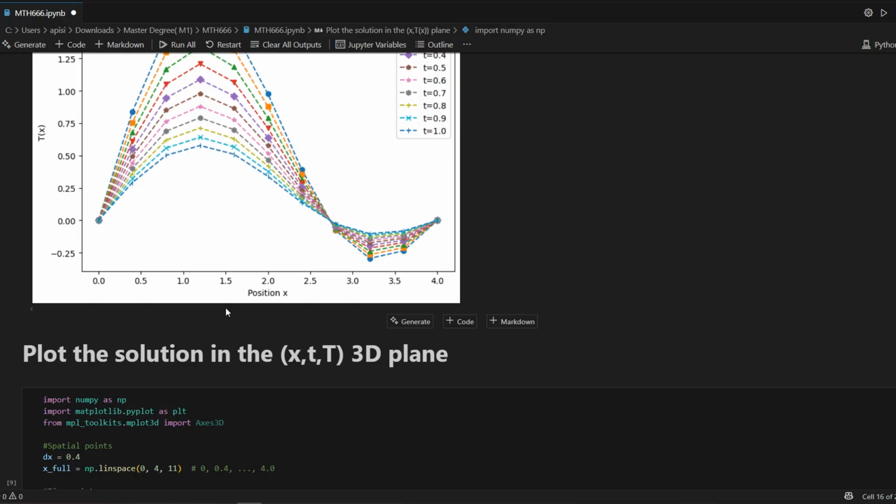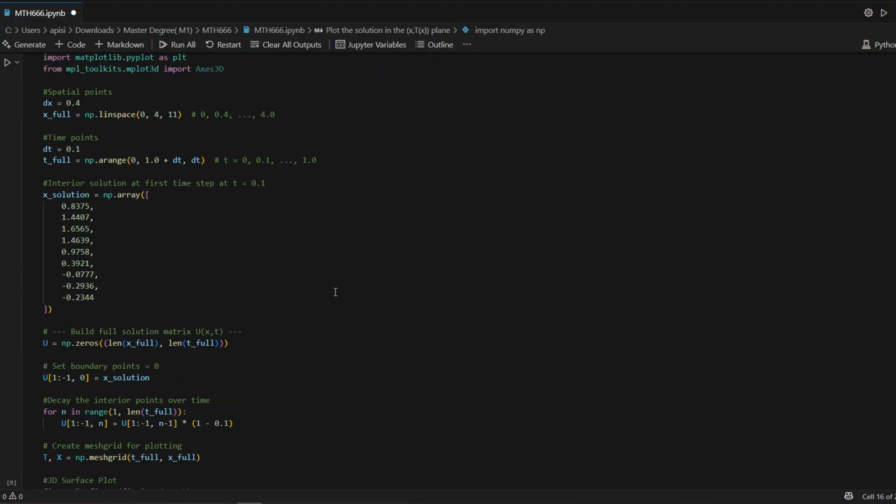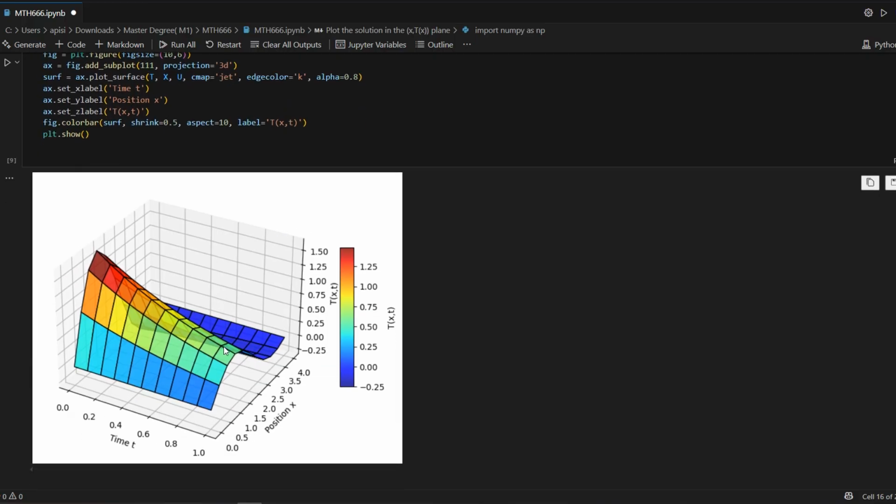And we plot the solution in 3D. We will have the graph distribution like this, with time, position, and temperature. We will see that when time increases, the temperature decreases from high to lower temperatures, and along the position it follows the same trend like this. And this concludes the demonstration of the numerical solution for the heat diffusion equation using the backward time center space method to find the temperatures.